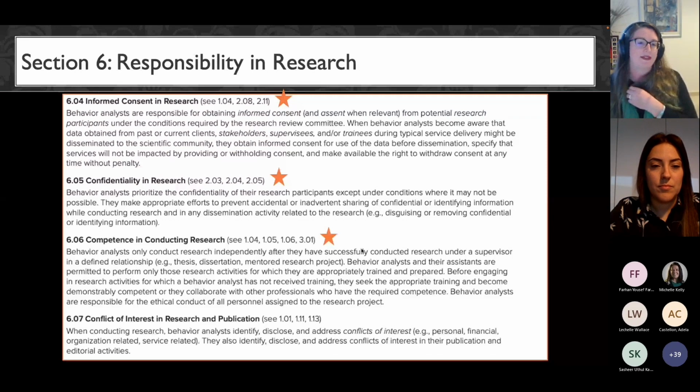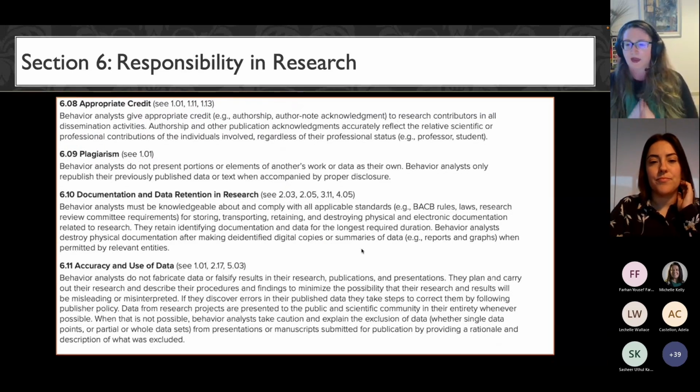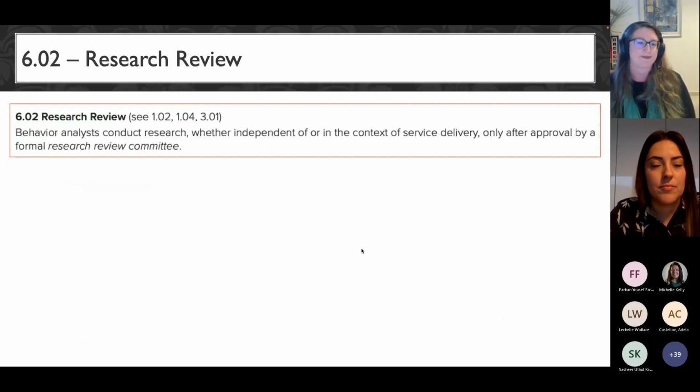And we'll talk about competence in conducting research. Then you can see the rest of the items: conflicts of interest, giving credit, plagiarism, documentation, data retention, accuracy. Most of those hopefully are straightforward. So let's dive into some of the more nuanced items of section 6. 6.02, research review, tells us that behavior analysts conduct research, whether independent or in the context of service delivery, only after approval by a formal research review committee. That's all our code says.